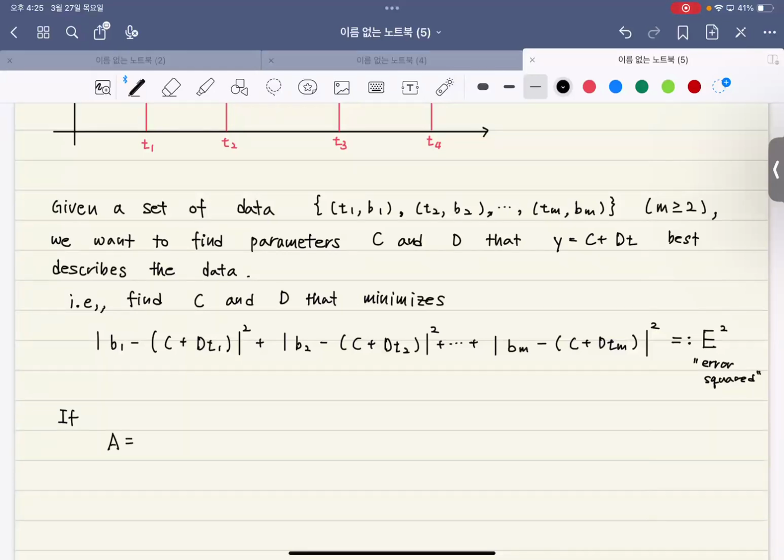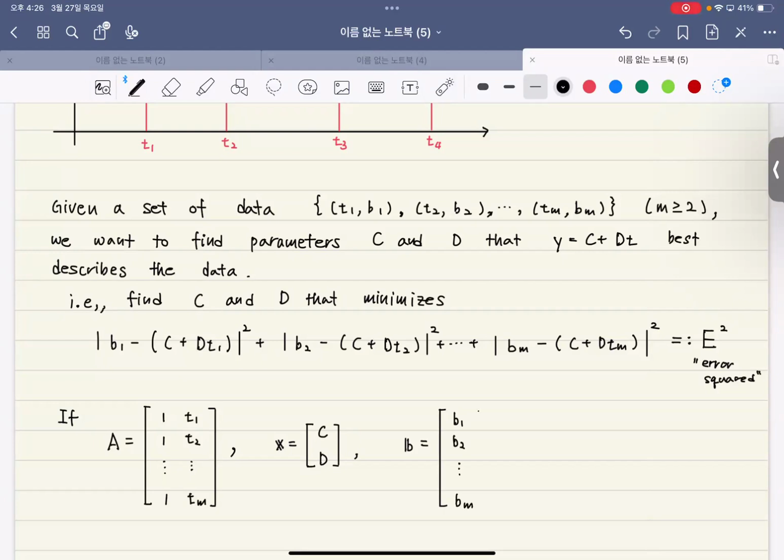I will introduce these three matrices. 1, 1, T1, T2, Tm. This is my matrix A, and my vector X is C and D, and vector B has all those Y components that appear in this experiment, from B1 to Bm.